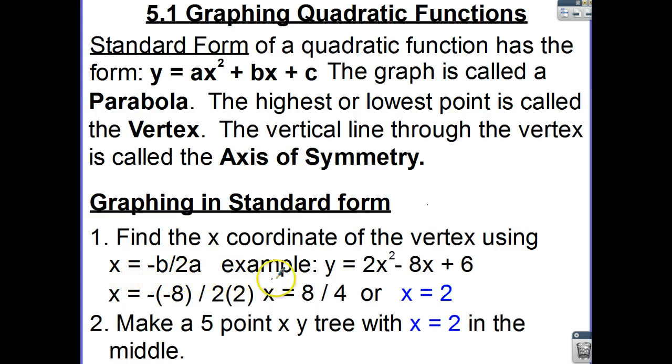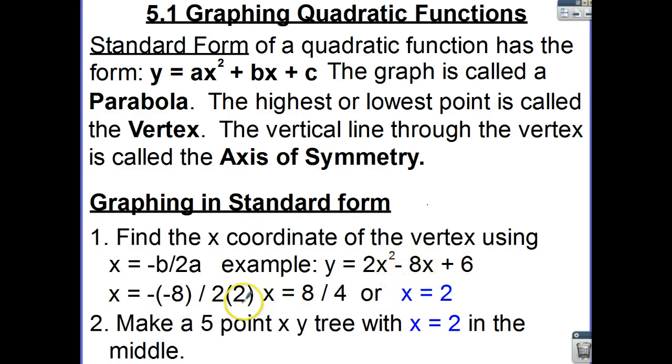All right, here's an example. y equals 2x squared minus 8x plus 6. And it is in standard form. So we'll start by plugging in the values for negative b and a into the formula. So we find out the x coordinate of our vertex is going to be negative negative 8. Of course, you'll notice that we took the sign with the b number.